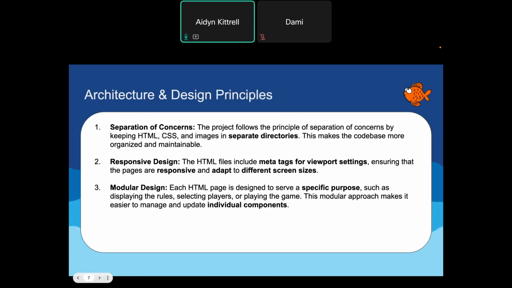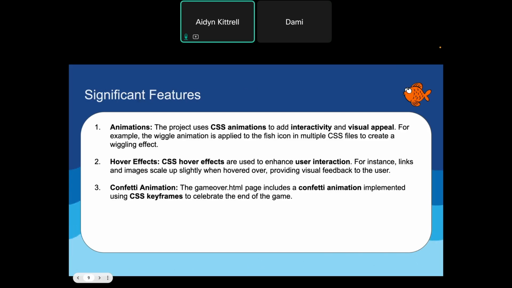And then for our architecture and design principles, we had a separation of concerns. So we kept the HTML and CSS and images in separate directories to make it easier to differentiate between them. We focused on a responsive design by including meta tags in our viewport settings, to ensure that our pages were responsive and adapt to different screen sizes. And we chose a modular design. So each HTML page is designed to serve a specific purpose, such as the rules pages and the player pages in the game. And then here's some of that code.